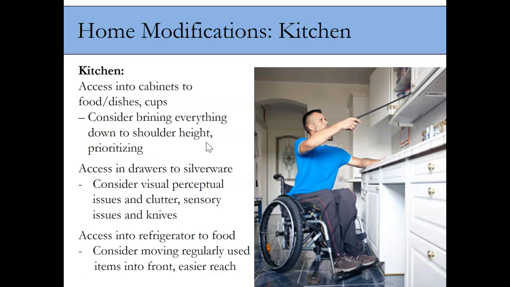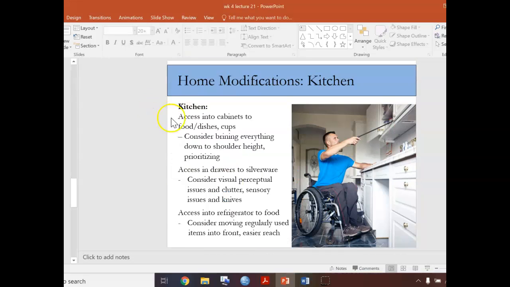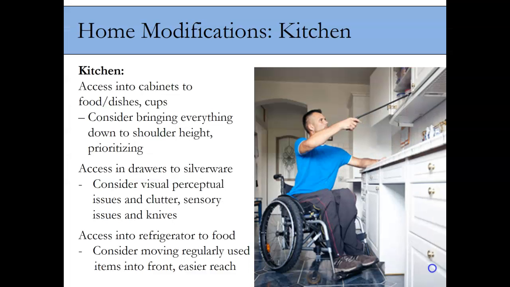But access to all the dishes and cups, consider bringing everything, if they can't get at it, bringing everything down to shoulder height, access to silverware, visual perceptual issues can be around that, access to refrigerator, moving things around to the front, that sort of stuff. All these issues you need to think of. Here's a space, can he put his legs and wheel up into here so he can reach further.